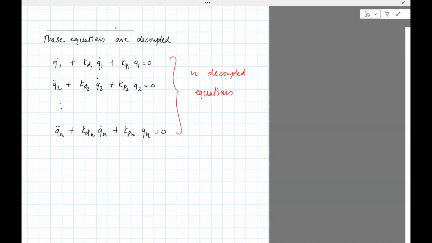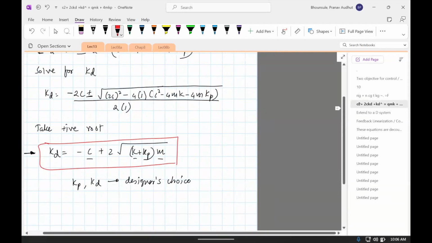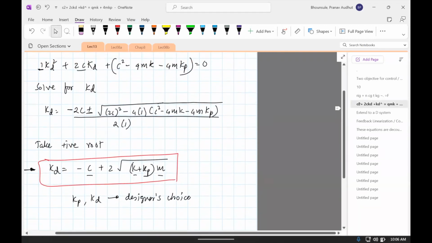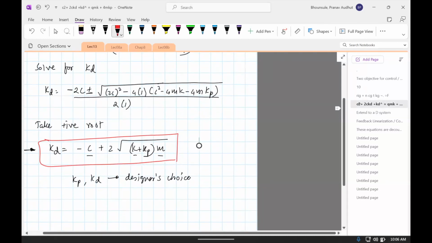Okay, what do we do with these decoupled equations? Well, we try to ensure that each of them is critically damped. How do we do that? Well, you can control kp1, kd1, kp2, kd2 the way you want, because those are parameters which you choose. So what we'll do is we'll use those equations we got earlier. So you see this for a system. So I'll just take this equation and rewrite it as a reference.